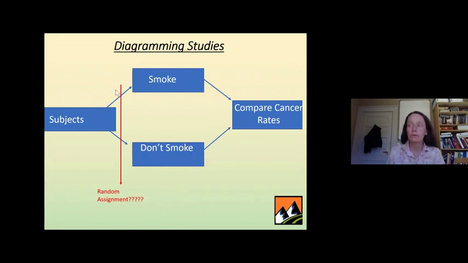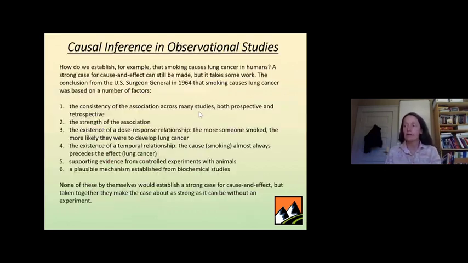But of course, there's no random assignment. So could there be other things that are associated with smoking and not smoking that are going to confound our ability to make this conclusion about smoking causing lung cancer? And this is why it took so long for researchers to really be able to definitively say that.